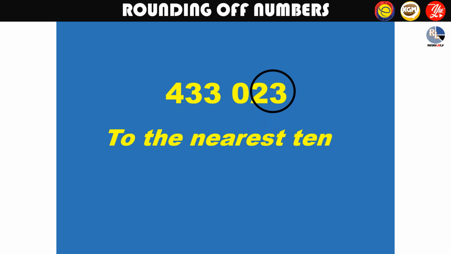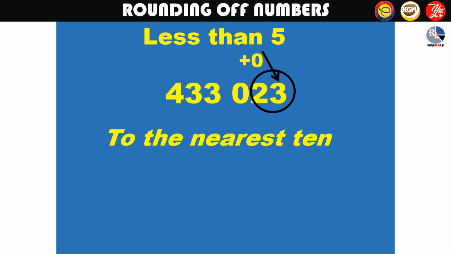All right, 3 is the second number. 2 is the first number. So we're going to look at the second number. Second number is 3. So it's less than 5. When it is less than 5, we are going to add 0 to 2.